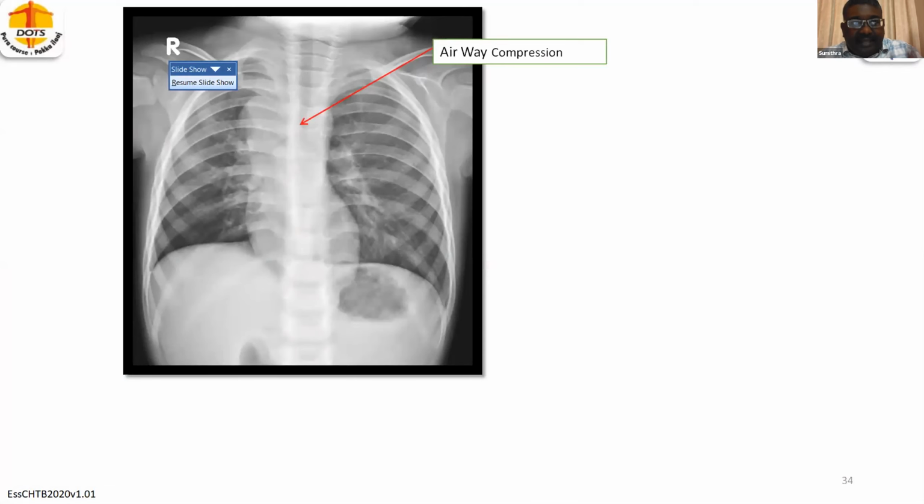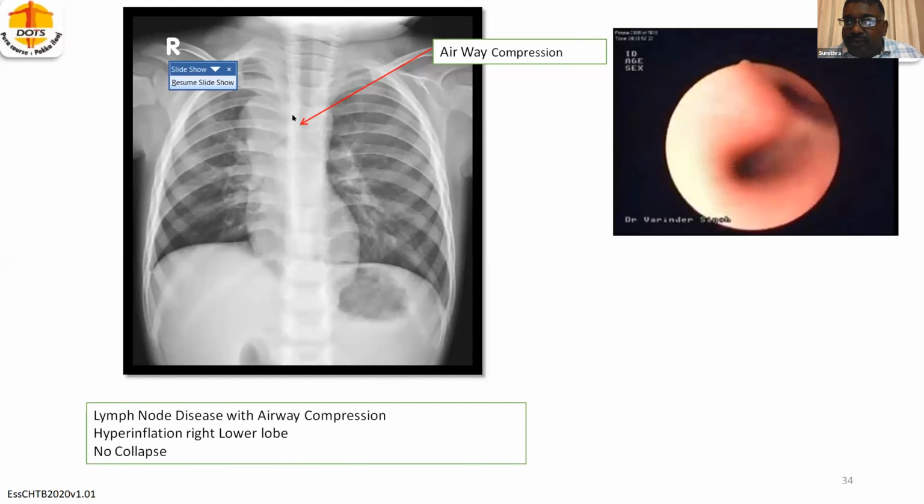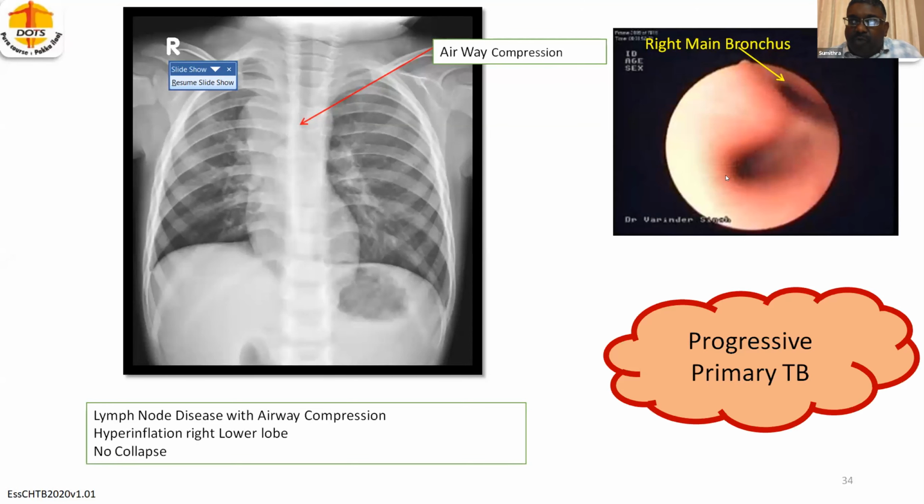We can see that the tracheal shadow is coming like that. And here on the right side, we can see that the right bronchus is actually narrowed and the left one has a bigger lumen. It shows that there is something compressing here, probably this hilar lymph node. Now, when a bronchoscopy is done, the right main bronchus can be seen here, which is narrowed, and the left has a bigger lumen. So this is probably a compression.